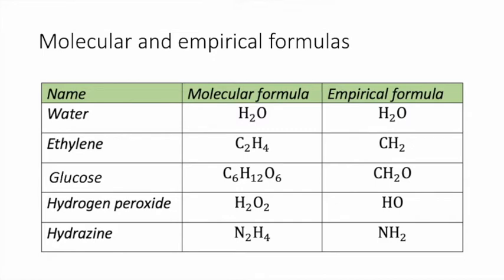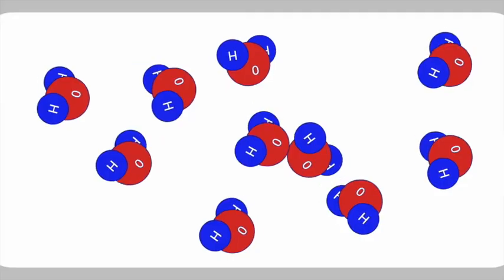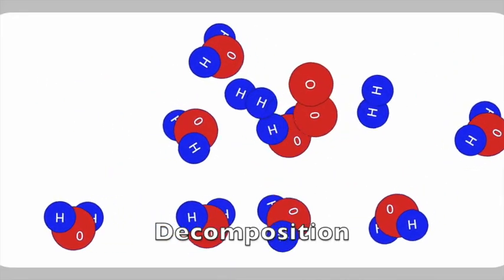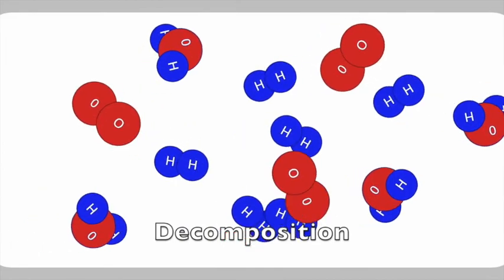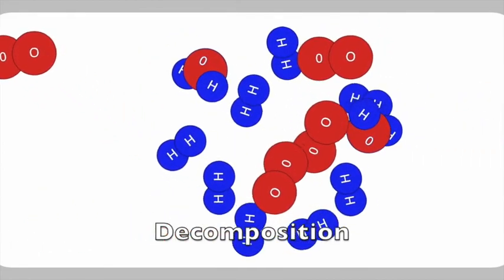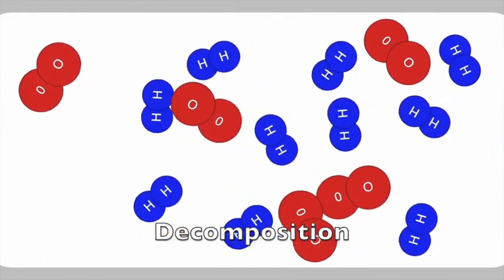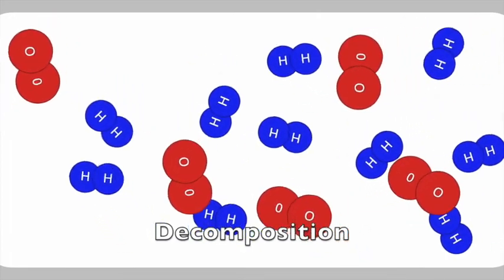The empirical formula has just been simplified in a way. Empirical formulas are typically found through experimental data. One of the ways you can do it is to take your substance and break it down through a decomposition reaction where you break it down into all of the elements that make it up.